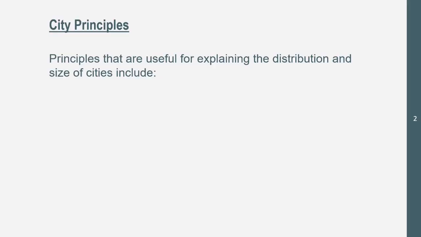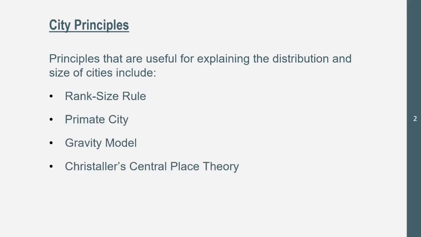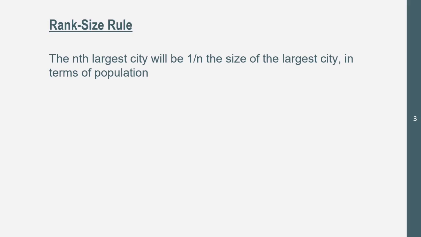So city principles. Principles that are useful for explaining the distribution and size of cities include rank size rule, primate city, gravity model, and the central place theory. Getting started with the rank size rule.